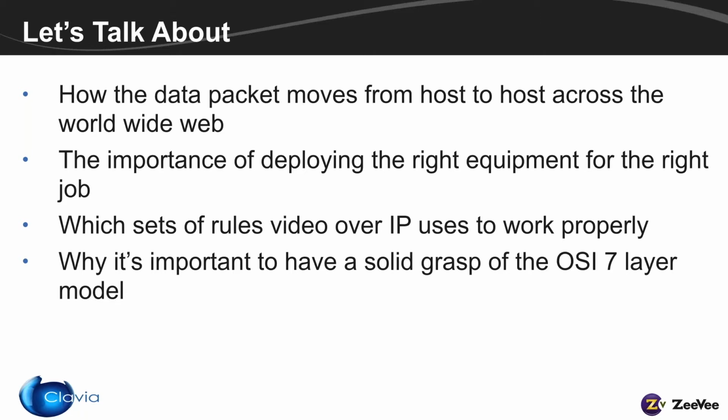We're going to be looking at the importance of deploying the correct equipment for the correct job. There are cheaper pieces of kit out there which we can use, which will do a very simplistic networking job for us, right up to really quite sophisticated and much more expensive equipment to do a much bigger job. So having a clearer understanding of the right equipment for the right job is extremely important. We'll be taking a look at the sets of rules that video over IP uses to work properly. And as we'll explain very shortly, video over IP really is coming to the fore when it comes to distributing video. We'll also look at why it's very important to have a solid grasp of the OSI 7-layer model.